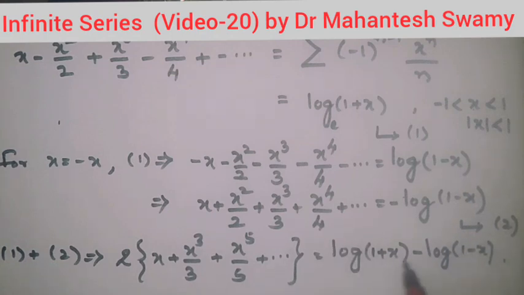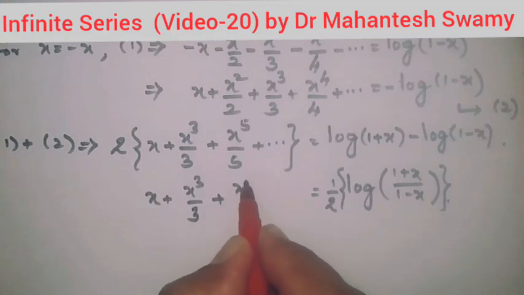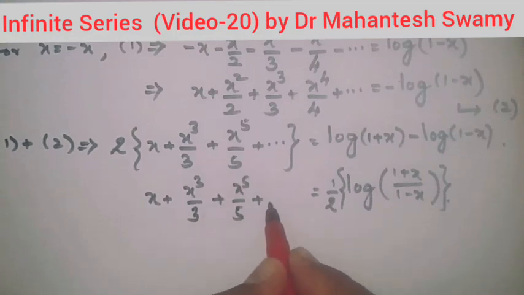Now we can very easily simplify it by using the formula log m minus log n is log of m by n, that is, we can write it as log of 1 plus x by 1 minus x. At the same time we can transfer this 2 to the right hand side, so it comes to the denominator. So it is 1 by 2 multiplied by the remaining thing, and on LHS it is simply x plus x cube by 3 plus x to the power of 5 by 5 plus dot dot dot.